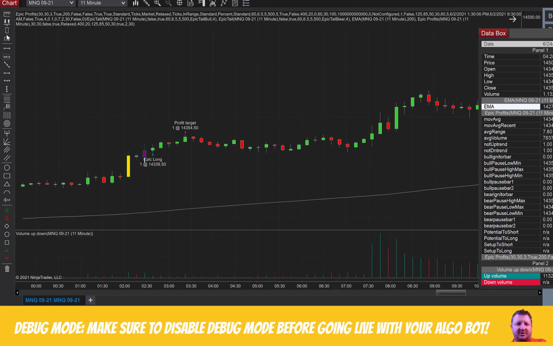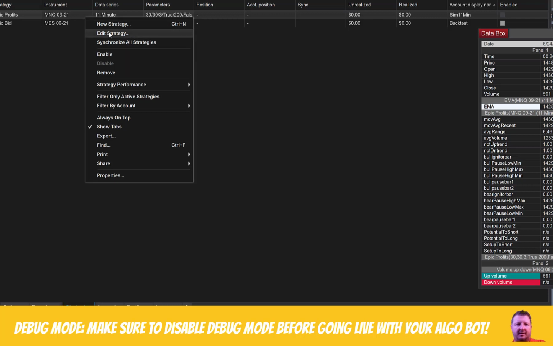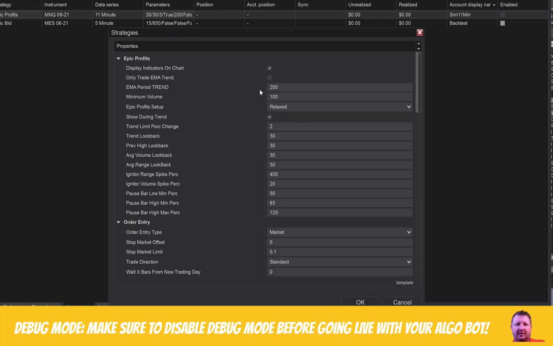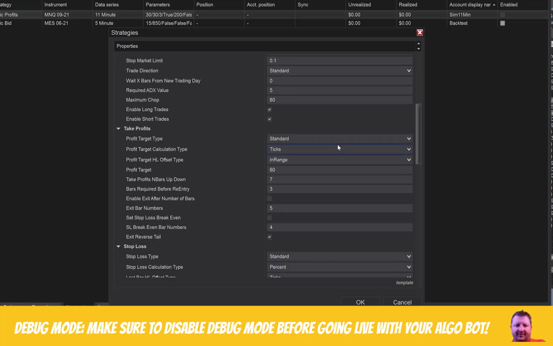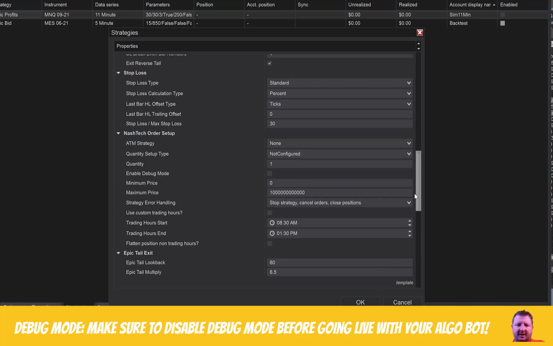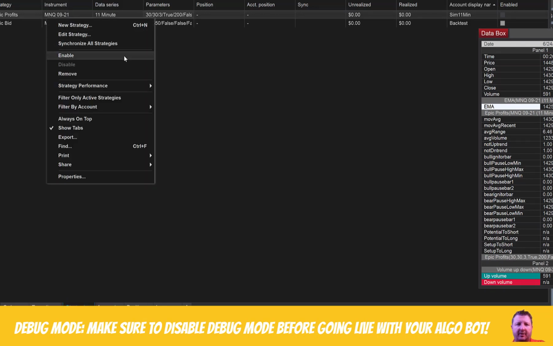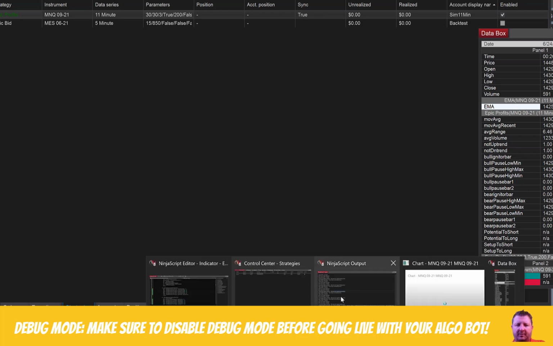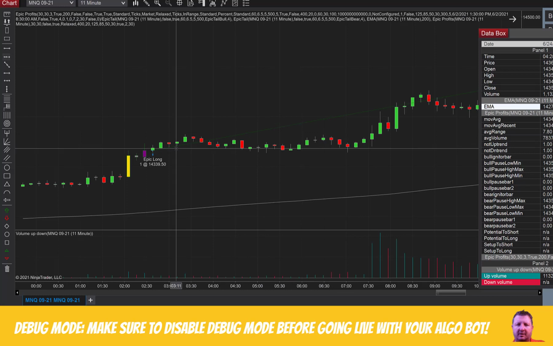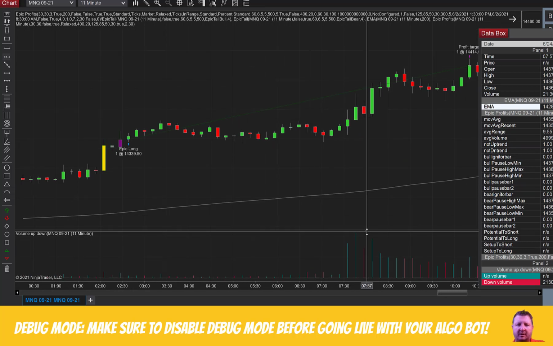So again, what if you want to change that? Same process: right click, disable, edit. Let's change our profit target from 60. We're on the MES. Change it to 300. Let's not touch our stop loss for this particular moment. Another area that you can enable it, instead of on the chart: right click, enable. Go back to the chart. Now our profit target's hit. Okay, that looks good.